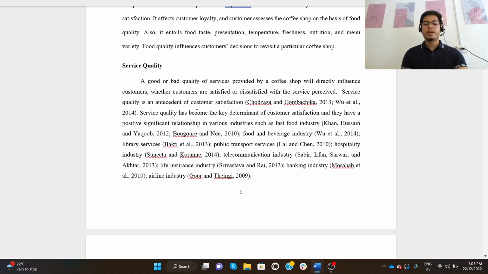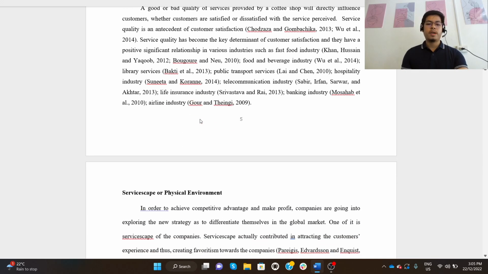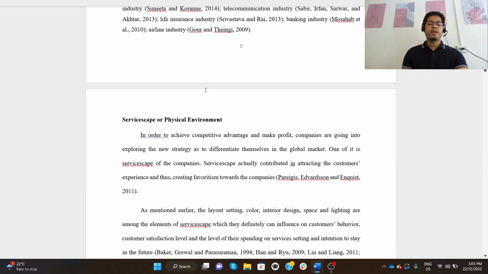Service quality has become the key determinant of customer satisfaction, and they have a positive, significant relationship in various industries, such as the food and beverage industry, library services, public transport services, hospitality industry, telecommunication industry, life insurance industry, banking industry, and airline industry.